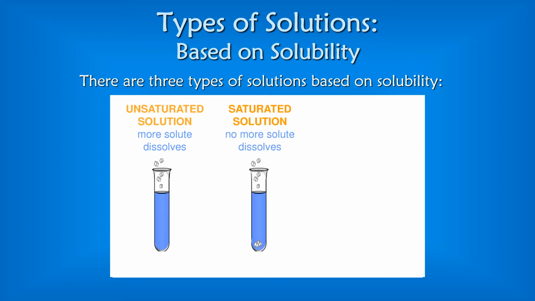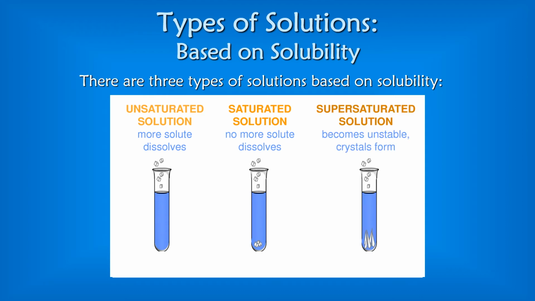The second type is a saturated solution. This solution has reached its limit. It has dissolved all of the solute that we added, however, it cannot dissolve any more of the solute. So if we add any more solute, it's just going to remain undissolved. And finally, we have a supersaturated solution, which is the one where we keep adding more and more solute, but it just doesn't dissolve.